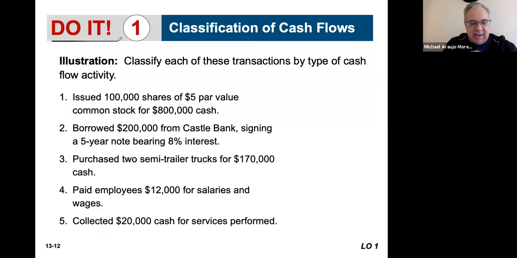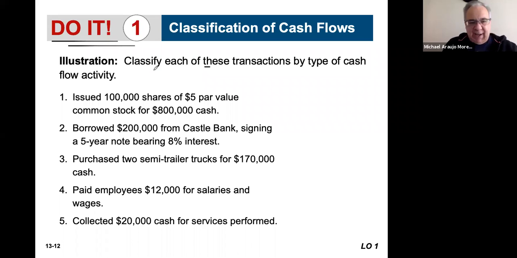So basically that is the end of learning objective 1. Identifying the cash flow activity is very, very important. This should be the first thing you look at, seriously. Okay, so how would you classify these transactions?